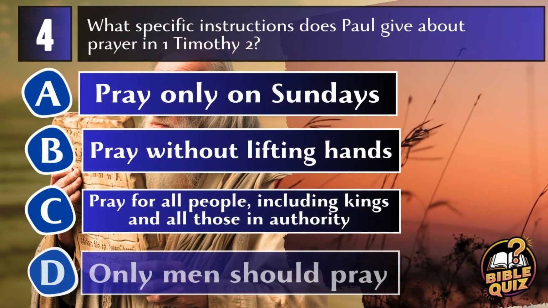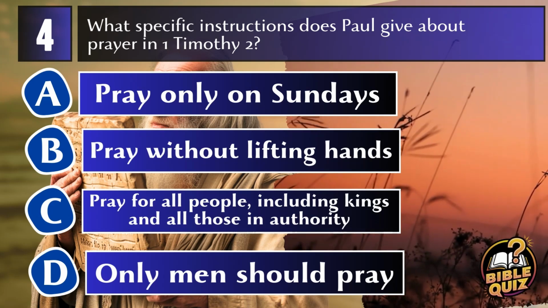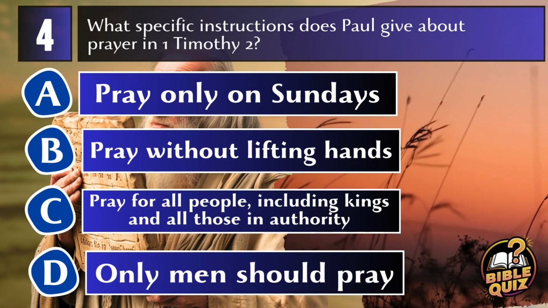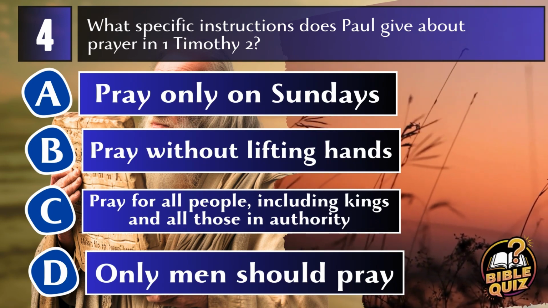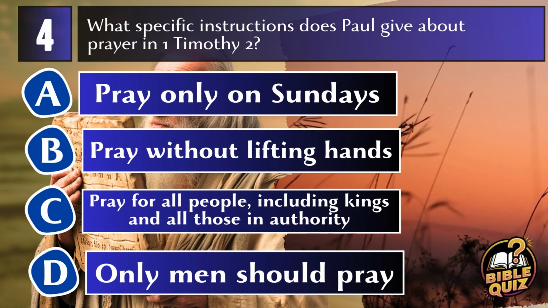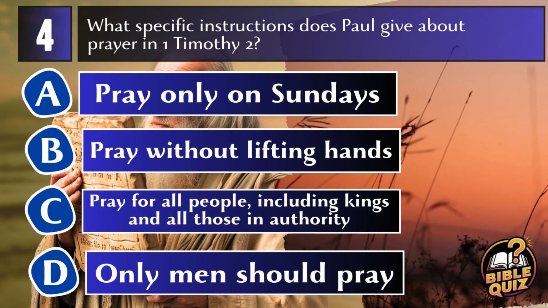Question 4. What specific instructions does Paul give about prayer in 1 Timothy 2? A. Pray only on Sundays. B. Pray without lifting hands. C. Pray for all people, including kings and all those in authority. D. Only men should pray.